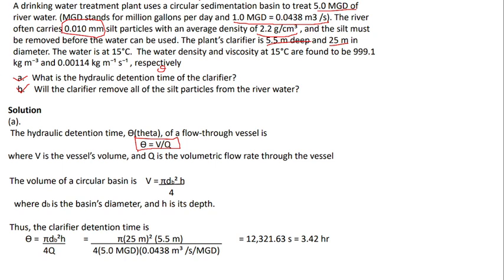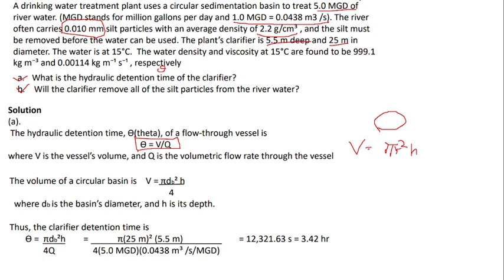Then V. This is a circular basin, right? So this is a circular basin. So you can use the formula pi r square h as the volume of the basin.